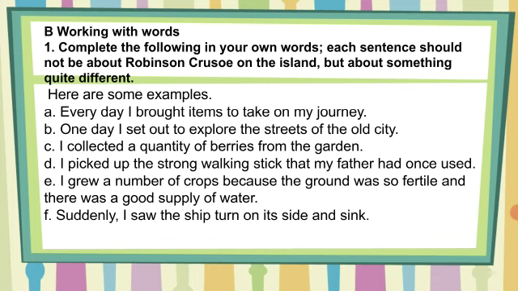I collected a quantity of berries from the garden. I picked up the strong walking stick that my father had once used. I grew a number of crops because the ground was so fertile and there was a good supply of water. Suddenly, I saw the ship turn on its side and sink.